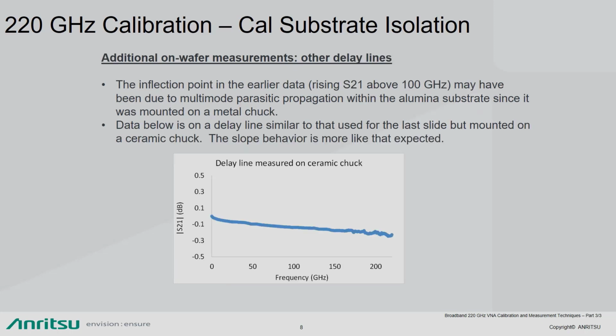So here we have the two systems measuring the delay line, but this time both the calibration and measurements were performed on a ceramic chuck. Both systems track each other as before, but now we no longer have the rise in the measurements in the 150 GHz region, and the behavior is more like what we would expect.